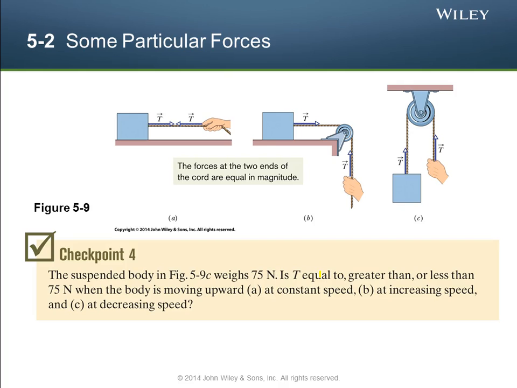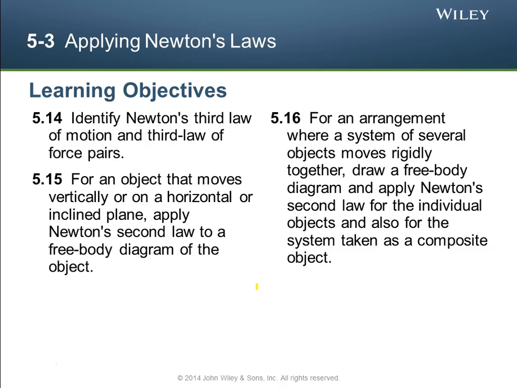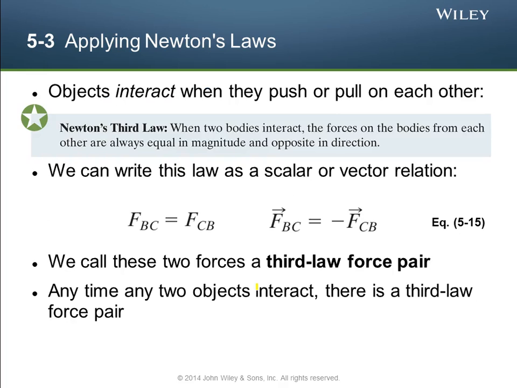Here's another quick check looking at something that weighs 75 newtons, and if we're pulling at a constant speed, increasing speed or decreasing speed, how does the tension vary? Well, we know that it's equal to 75 when we're constant, greater when we're increasing speed, and less when we are decreasing our speed.